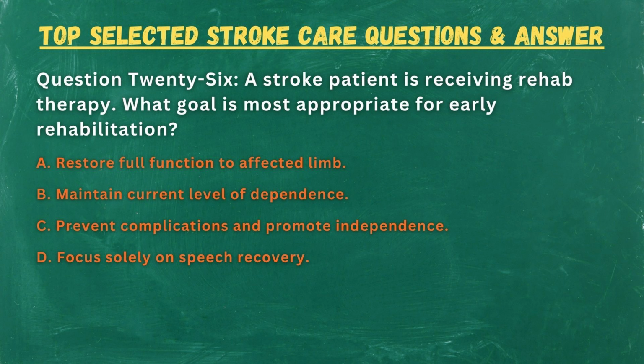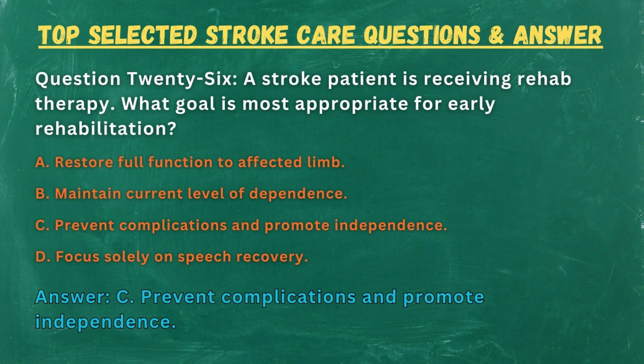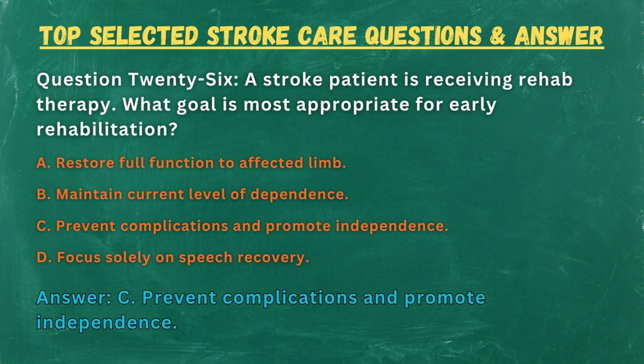Question 26. A stroke patient is receiving rehab therapy. What goal is most appropriate for early rehabilitation? A. Restore full function to affected limb. B. Maintain current level of dependence. C. Prevent complications and promote independence. D. Focus solely on speech recovery. Answer: C. Prevent complications and promote independence.